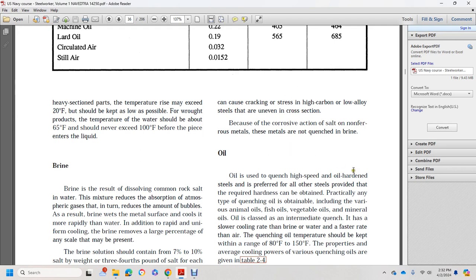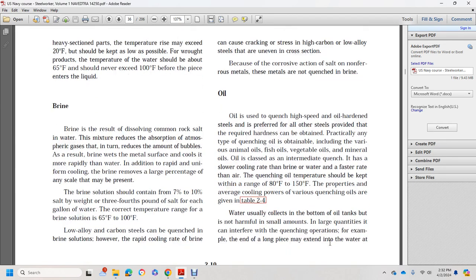Oil is used as a quench for high speed steel and oil hardened steel, and is preferred for other steels provided the required hardness can be obtained, particularly where any type of quenching is obtainable. Quenching oils include various animal oils, fish oil, vegetable oil, and mineral oils. Oils are classified as an intermediate quench, with a slower cooling rate than brine or water but a faster rate than air. The quenching temperature should be kept within a range of 80 to 150 degrees Fahrenheit to provide proper average cooling powers. Various quenching oils are given in table 2-4. Water usually collects at the bottom of oil tanks, but a small amount does no harm, while large quantities interfere with the quenching operation.